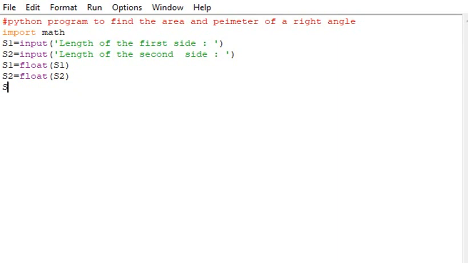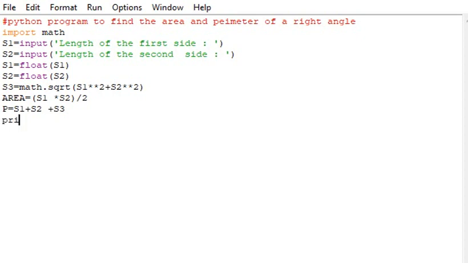So let me write the expression out. The expression has been written to find the hypotenuse side, then now to find the area, and now to find the perimeter expression. So perimeter is just adding the three sides of the triangle.